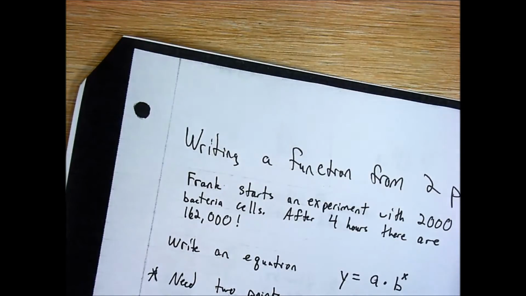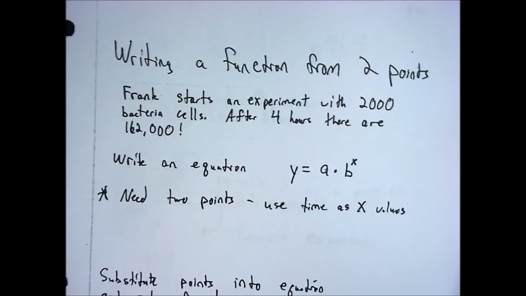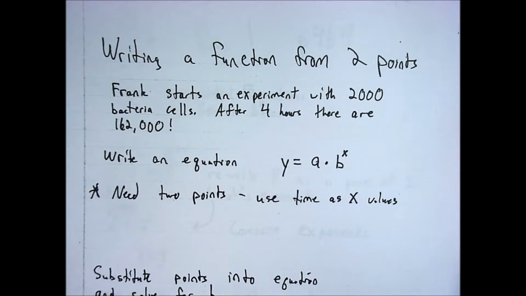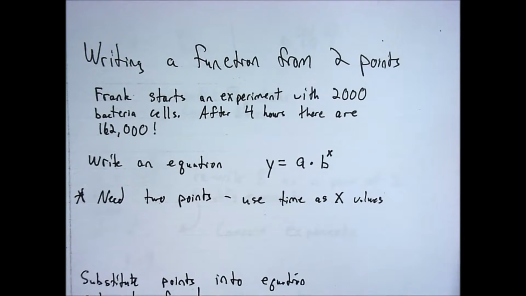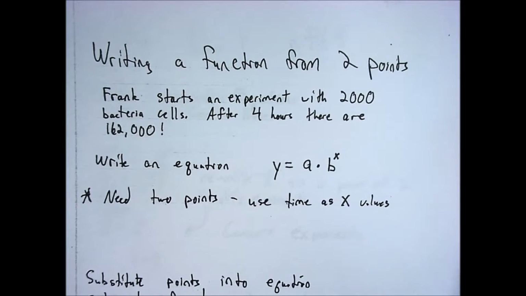Third type of problem for this section. This is a good one. Writing a function from 2 points. Sometimes these 2 points are just given to you, and sometimes these 2 points are in a story problem and you have to find them. So we're going to do a story problem one because obviously if they're just given to you, you should have your points. You wouldn't have to look for them.